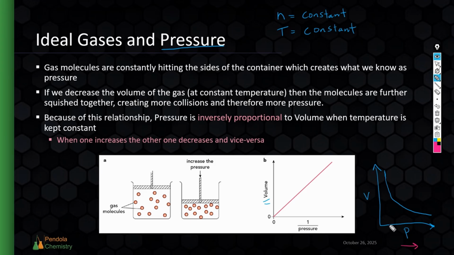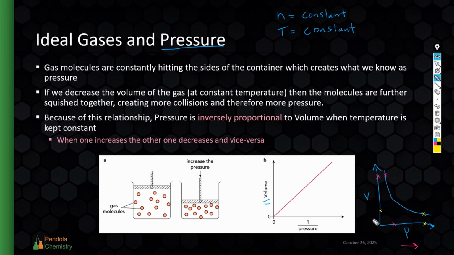We can see this here. If we have a low pressure, if we look at the graph, the volume is pretty high. But if we have a high pressure, looking at the graph, then the volume is pretty low. So this is a graph of pressure versus volume.